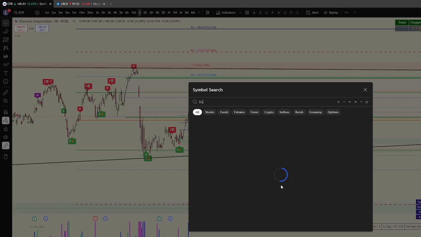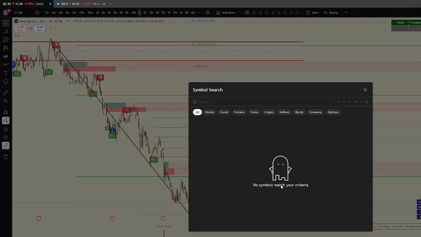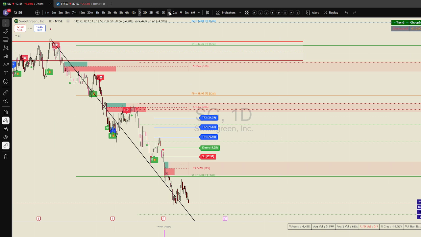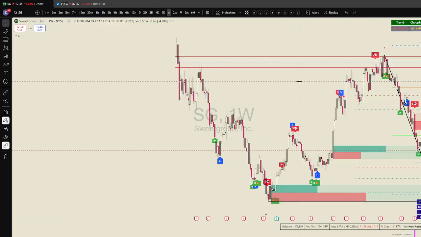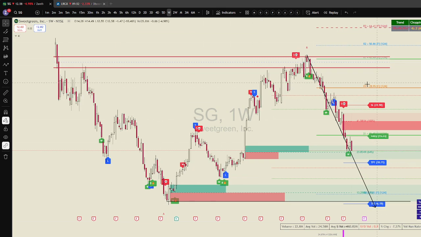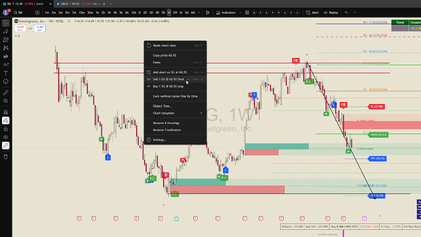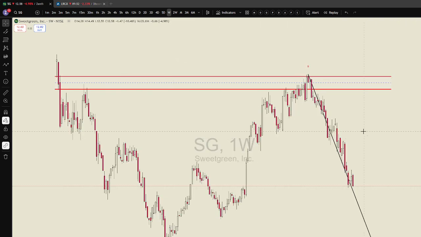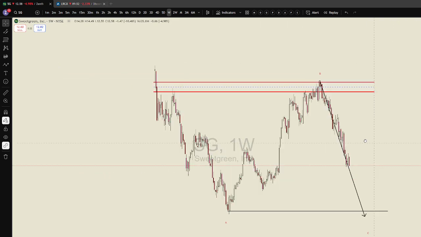And one more question I have is, what's that, as the Sweetgreen? Oh wow. Okay. Damn. When did I chart it? When did I chart it? Okay.